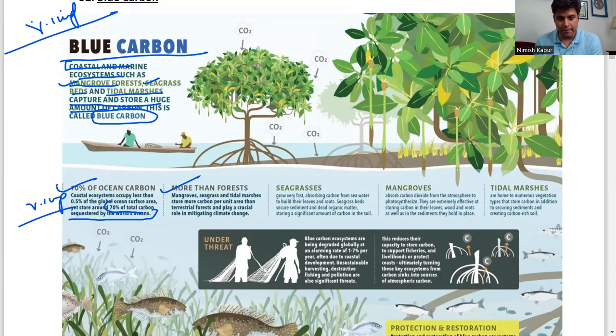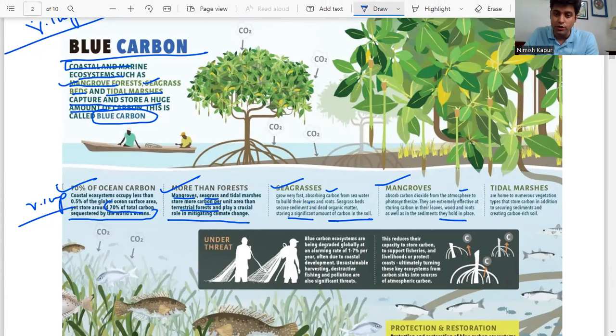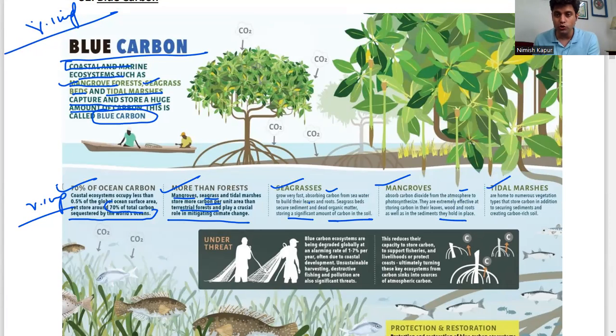More than forests, mangroves, seagrass, and tidal marshes store more carbon per unit area than terrestrial forests and play a crucial role in mitigating climate change. Seagrass grow very fast, absorbing carbon from seawater to build their leaves and roots. Seagrass beds secure sediment and dead organic matter, storing a significant amount of carbon in the soil. Mangroves absorb carbon dioxide from the atmosphere to photosynthesize. So they are extremely effective at storing carbon in their leaves, wood, roots, as well as in the sediments they hold in place. Tidal marshes are home to numerous vegetation types that store carbon, in addition to securing sediments and creating carbon-rich soil.